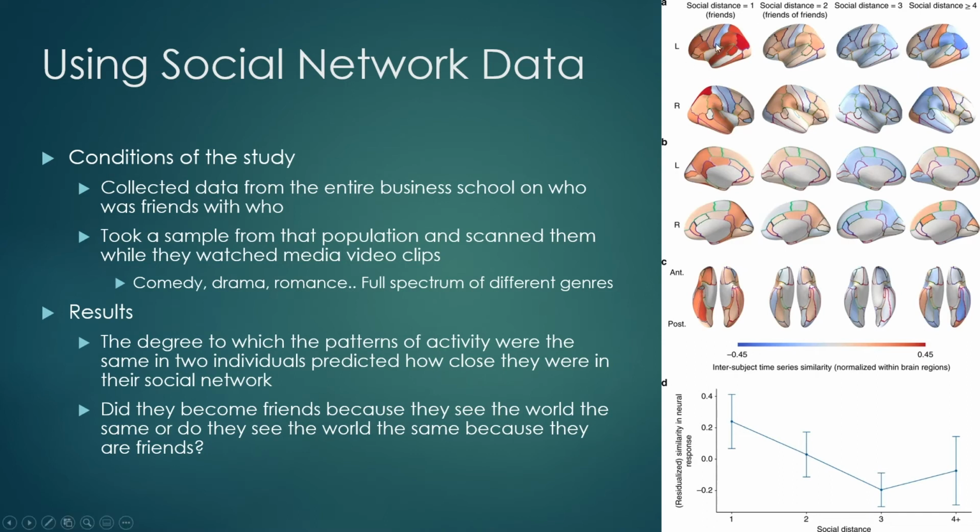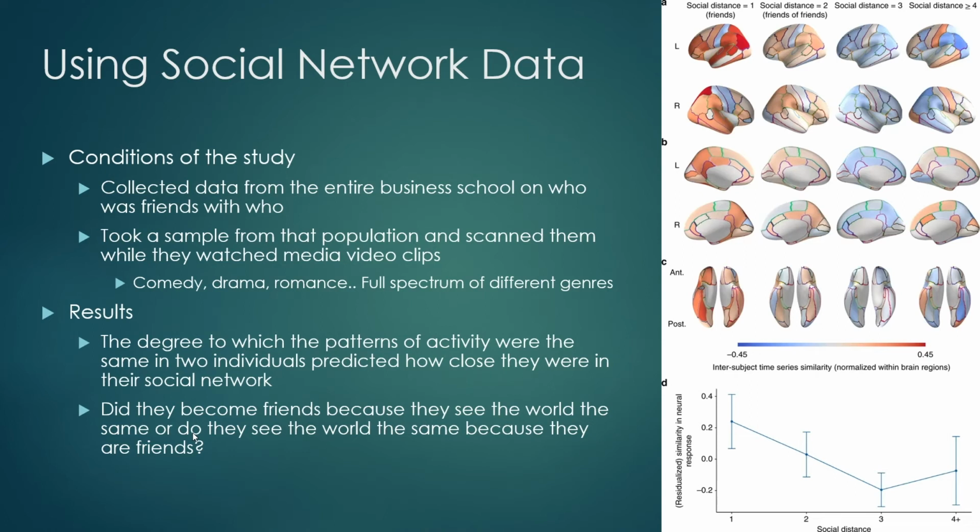So somehow, if we're really good friends with somebody, we represent the world in the same way. We have the same activity in our brain. And as we become farther away from people, in friend space, that brain activity becomes a lot different. But it begs this question of, did we become friends because we see the world the same way, or do we see the world the same way because we're friends? It's this chicken or the egg type thing that we haven't been able to work out yet.